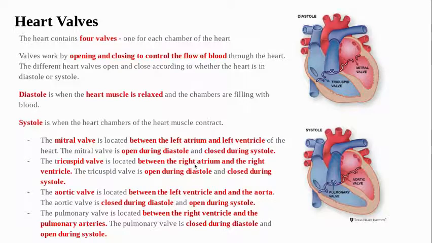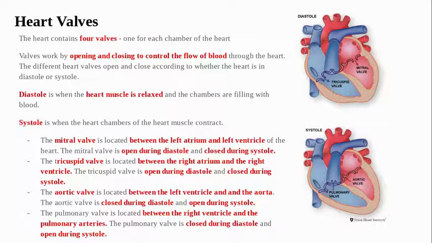So there are four valves in the heart in between each of the chambers, which are the mitral valve, the tricuspid valve, the aortic valve, and the pulmonary valve. Valves work by opening and closing to control the flow of blood, and they open and close according to whether the heart is in diastole or systole. Diastole is when the heart is relaxed and the chambers are filling with blood, and systole is when the heart beats and contracts and pushes the blood out.